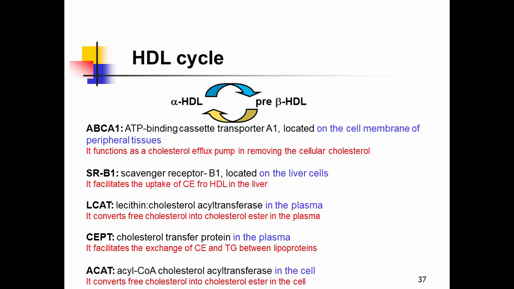In the alpha HDL. Beta HDL basically has nothing, no cholesterol. Once it picks up cholesterol, it becomes small alpha HDL, and then larger alpha HDL. The exchange is also between the alpha and beta HDL, the exchange of cholesterol and triglycerides. Triglyceride and cholesterol ester exchange between them, right.